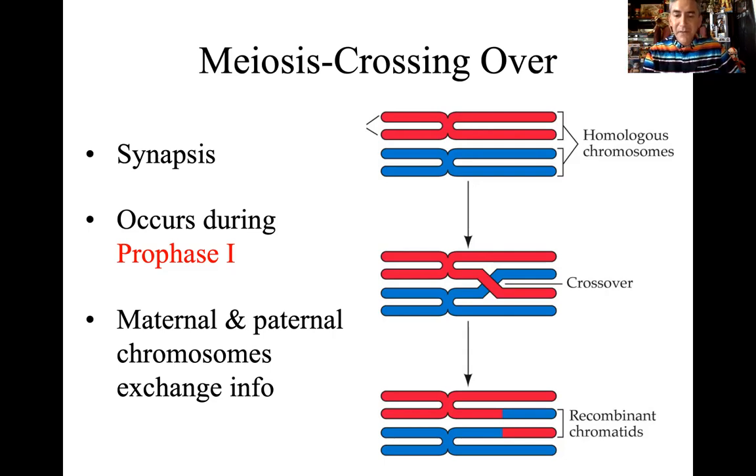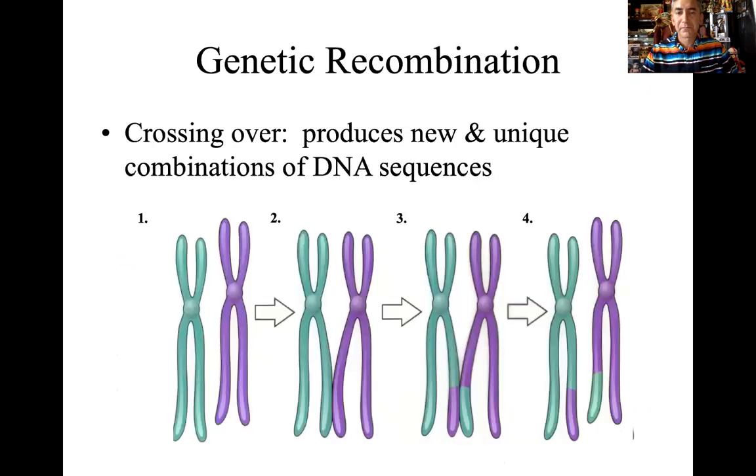So these chromosomes literally break, those phosphate sugar backbones of DNA break, and then they reconnect, right? So ensuring that we have genetic variation, right? This is very critical in the evolutionary process. So again, we have synapsis, the crossing over event, and now we have genetically different chromosomes.